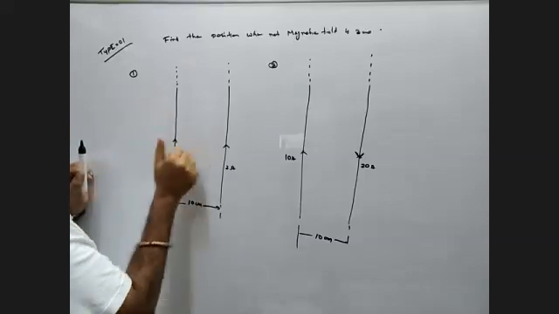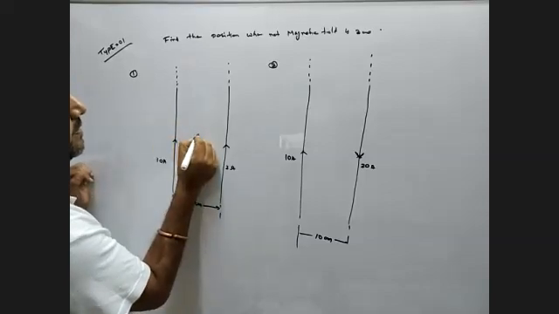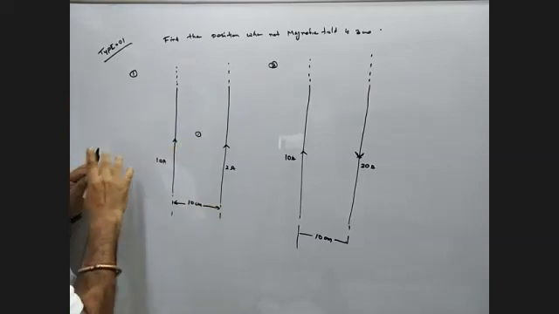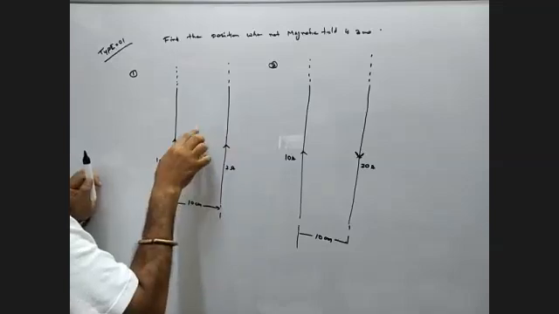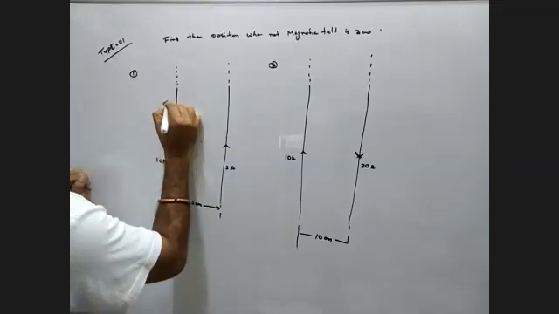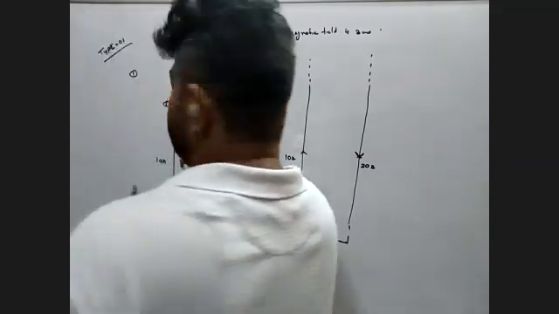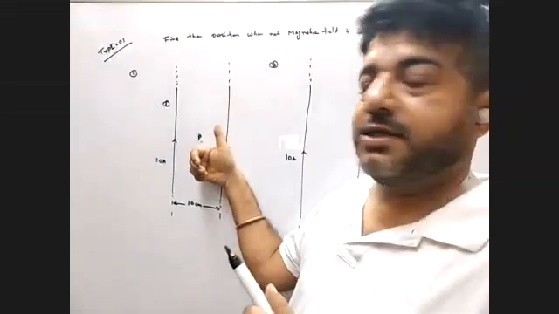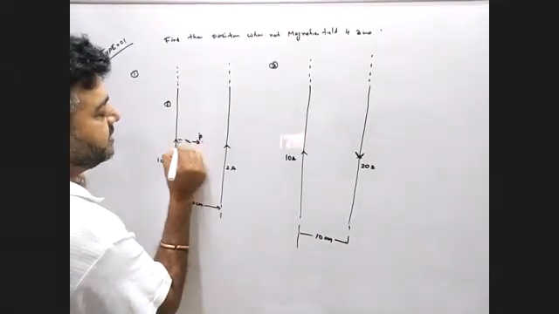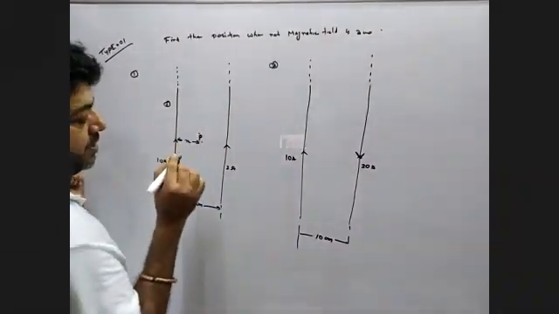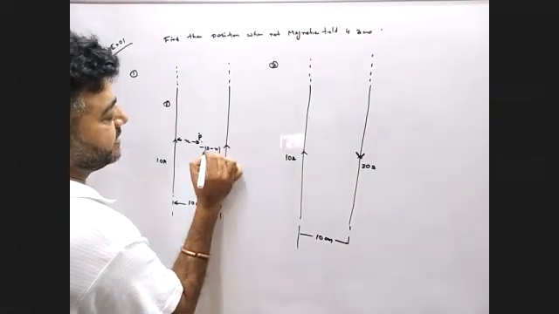For the first question, this side is cross. If we use this point, the field for B1 is cross, and for B2 the point is dot, right? So we can suppose x is the distance from here, so the other distance is 10 centimeter minus x.